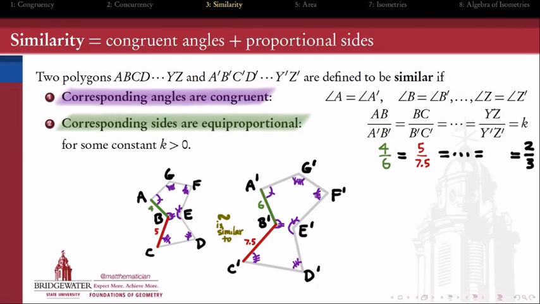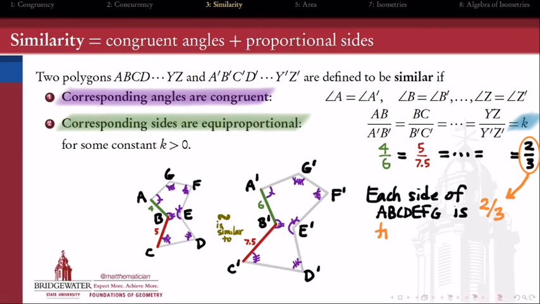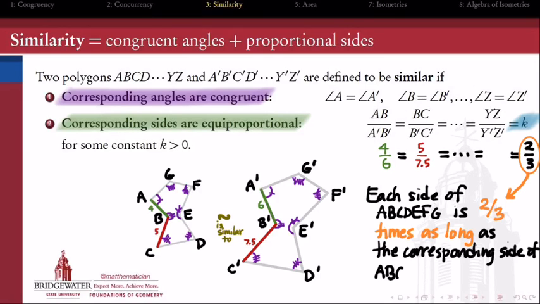That constant, which we're labeling here as K, is often called the constant of proportionality that relates these two similar polygons to one another. So that number in this case is 2/3, and we might put that into a sentence by saying that each of the sides of my polygon ABCDEFG on the left is 2/3 times as long as the corresponding side of the polygon A prime, B prime, C prime, D prime, E prime, F prime, G prime.